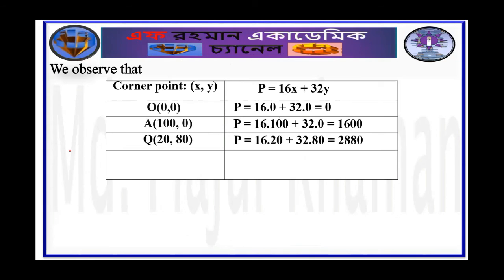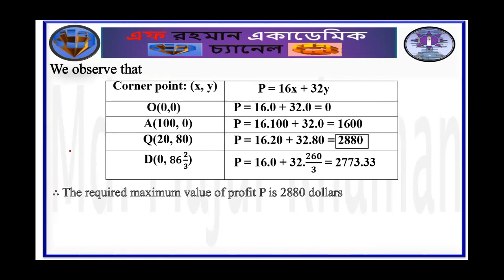At the point Q (20, 80), P is 2880. At the point (0, 86 and 2/3), the value of P is 2773.33. Very clear: the maximum value of P is 2880. That's why the required maximum value of profit P is $2,880. By applying the graphical method, we have solved this problem.